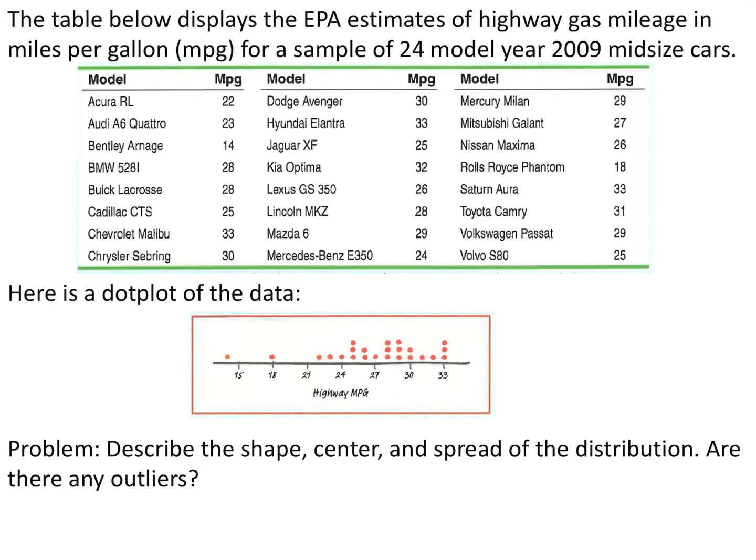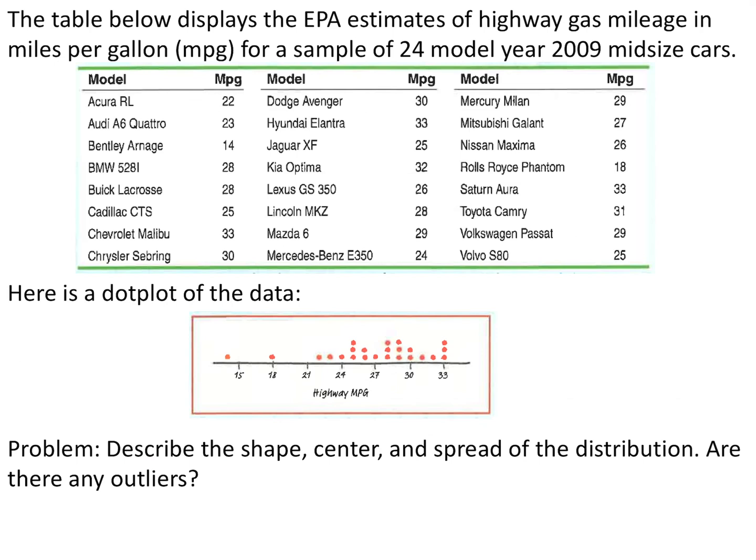The table below displays the EPA's estimates of highway gas mileage in miles per gallon for a sample of 24 models of the year 2019 midsize cars. So of all these, they put them into a dot plot. Now we need to describe the shape, the center, and the spread of this distribution, and we need to try to determine if there are any outliers.